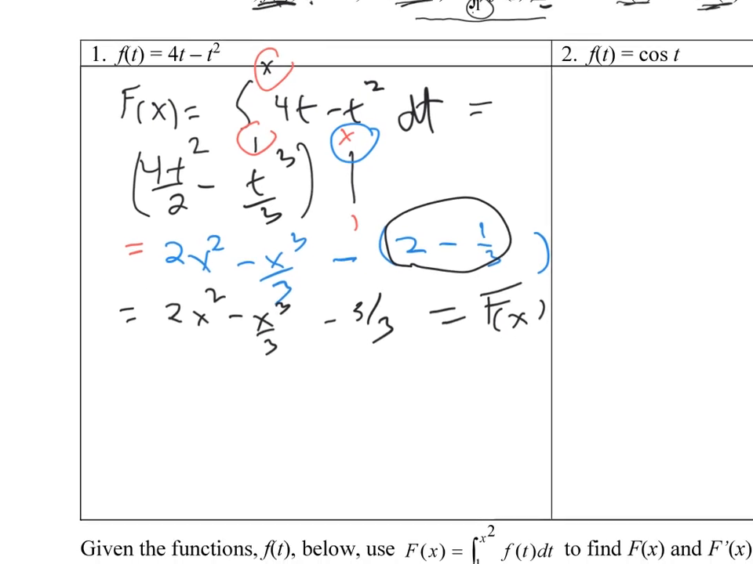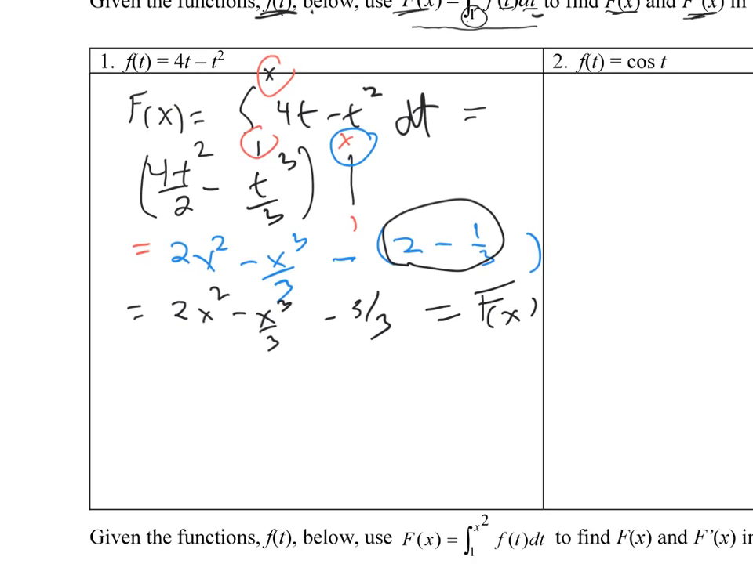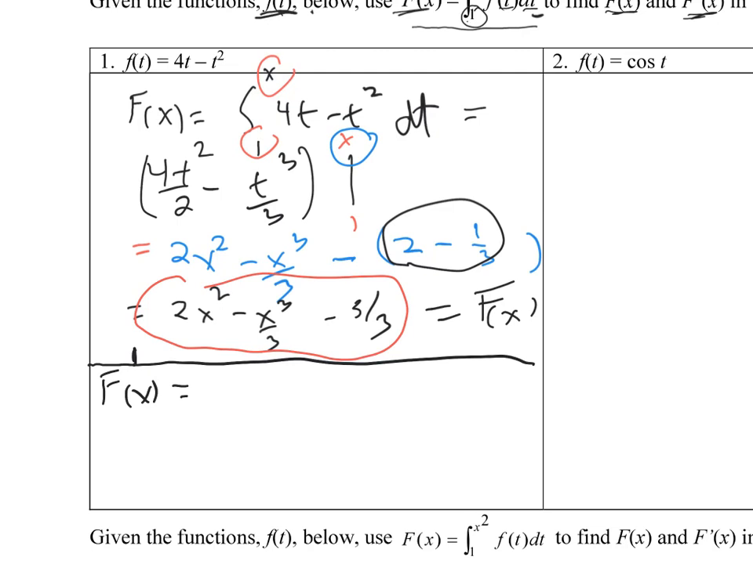Now you couldn't have predicted that. There's no prediction there. My shortcut comes out when I do now F prime. Watch this. F prime of x. So I'm doing the derivative of my answer here. 2x squared becomes 4x. X cubed over 3 becomes 3x squared over 3, which is minus x squared. And the derivative of a constant is 0. So there is my F prime of x.